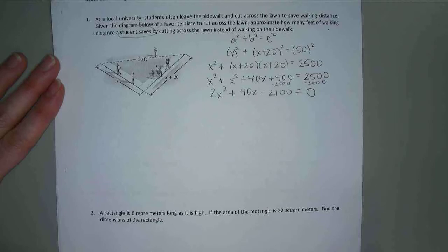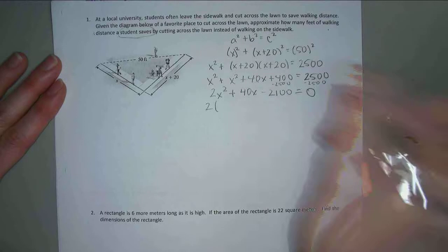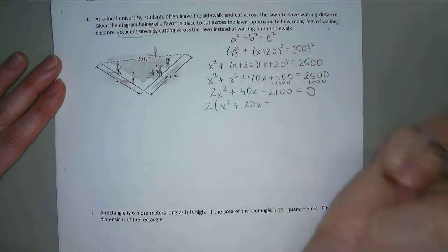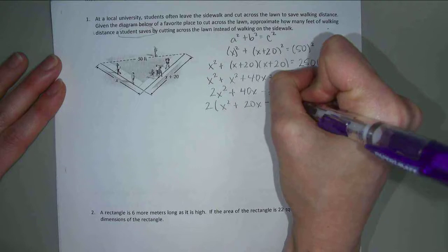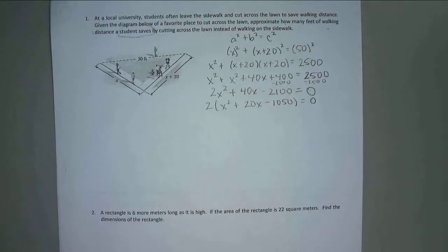So what can we take out of 2, 40, and 2,100? The only thing we can take out, guys, is a 2, okay? So go ahead and factor out a 2. And what will we have? We'll have x squared plus 20x, and then 2,100 divided by 2, guys, is 1050 equals 0.